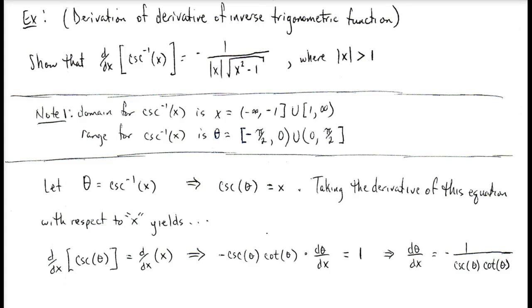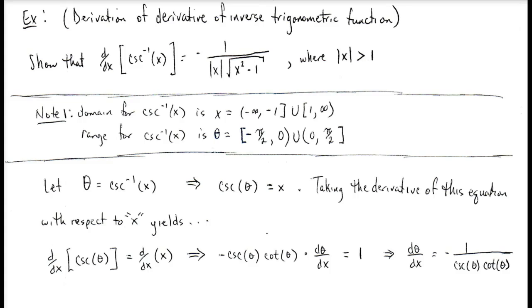In this example, I already have it worked out, so I'll talk you through it, and then I'll go through another example where we'll work it out together. For this first one, we want to show that the derivative of arc cosecant, or cosecant inverse of x, is just negative 1 divided by absolute value of x times the square root of x squared minus 1.